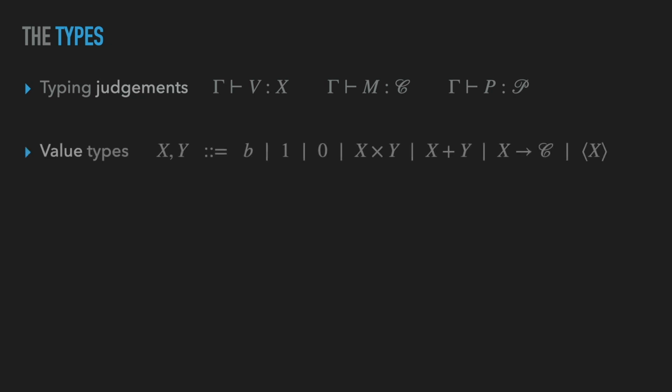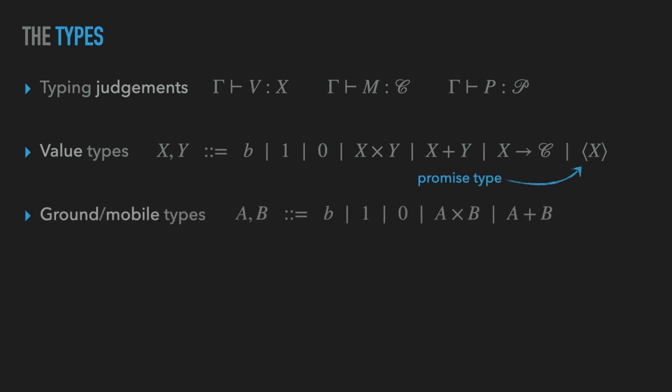We also equip our calculus with a type system defined using three typing judgments, one for values, one for computations, and one for processes. The value types are given by extending the value types of the underlying calculus with the type of promises. And amongst these value types, we carve out the subset that we call ground or mobile types that we use to assign types to the payloads of signals and interrupts. And importantly, these types do not include the promise type, because the mobile types are meant to classify values that can move between different processes, whilst the promise type values should be kept local to each of the individual computations.